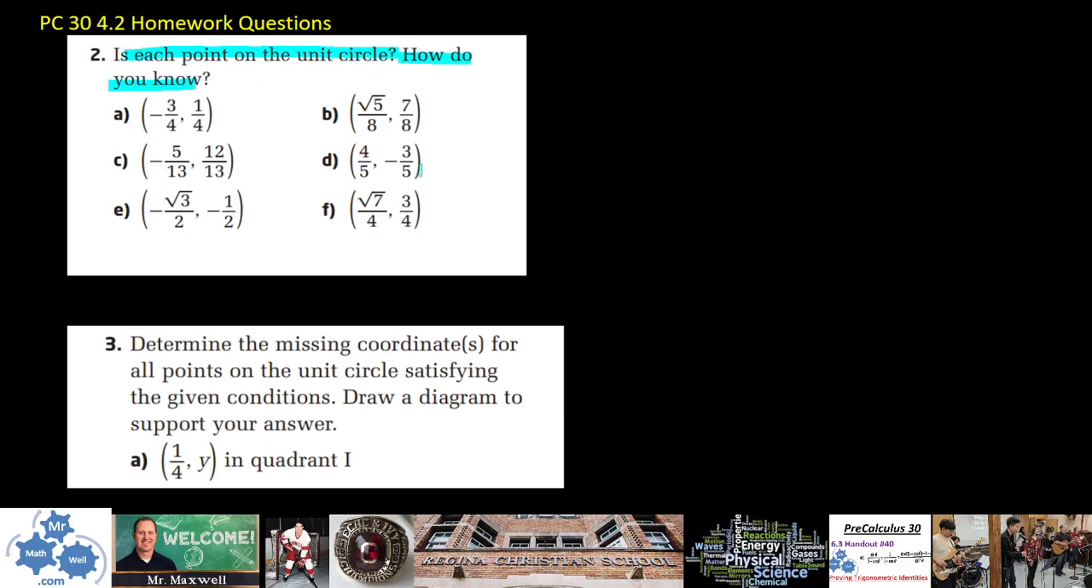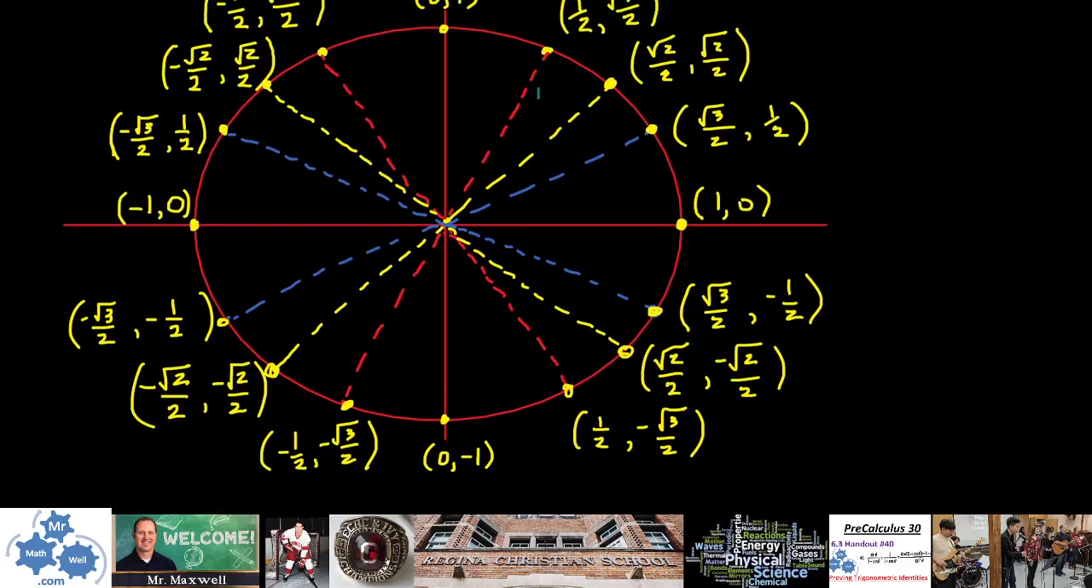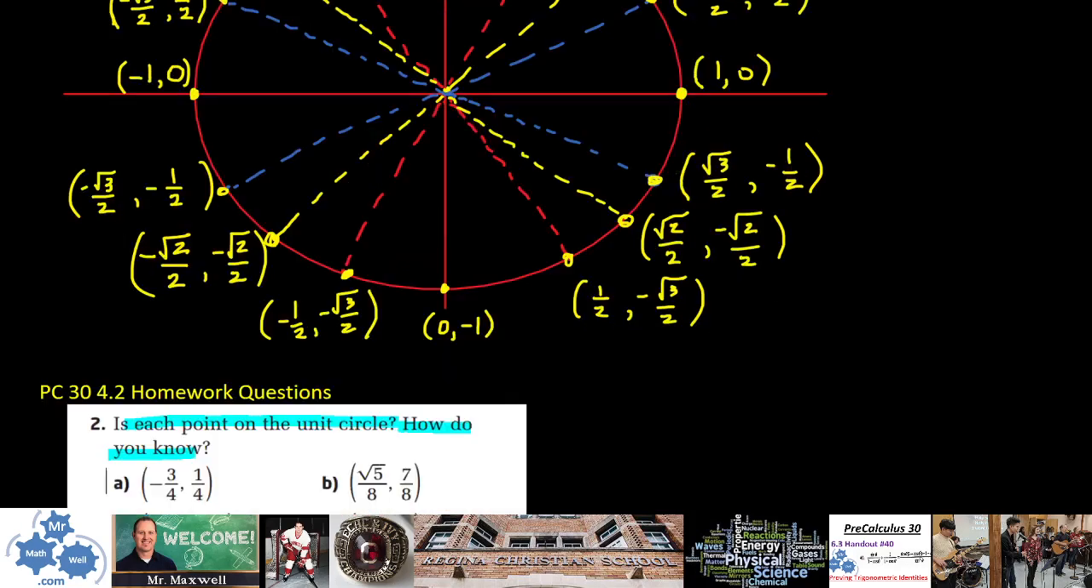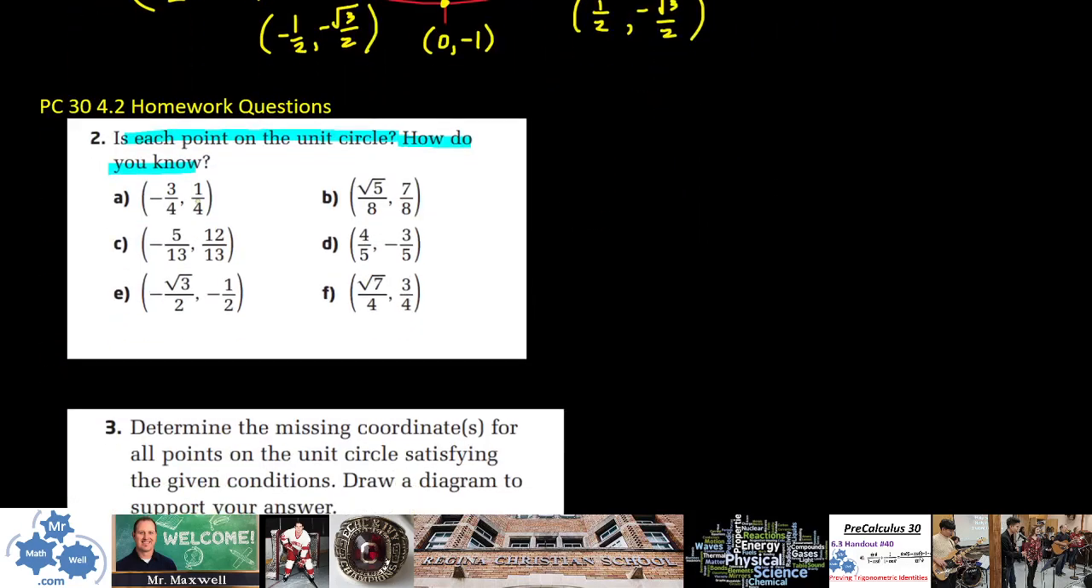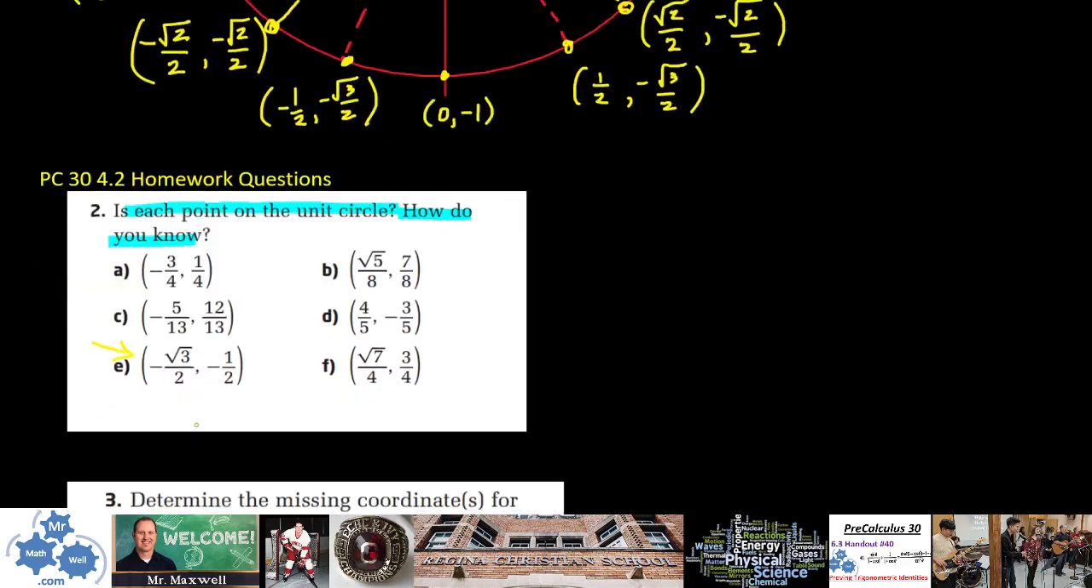What we could do is, because you have your unit circle that you just created here, you have a bunch of important points on the unit circle. This is not all of them, though. As you can see, there are many points in between that we don't know the coordinates of. We just know some of these important points. So I guess for this question right here, it looks like, here we go. Letter E, negative root 3 over 2 and negative 1/2. I can see that I've put that point on my unit circle right here. So that is on the unit circle.